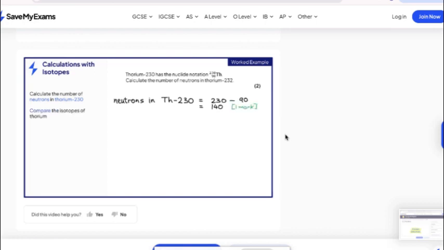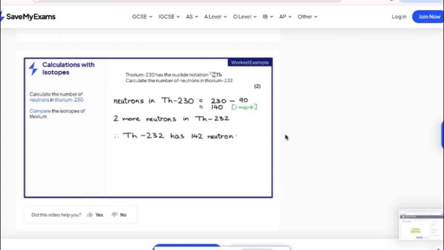Next, we'll look at the difference between thorium-230 and thorium-232. There is a mass difference of 2. Thorium-232 must have 2 more neutrons than thorium-230, as they are the same element and therefore have the same number of protons. This tells us that thorium-232 has 142 neutrons, which is the second and final mark.